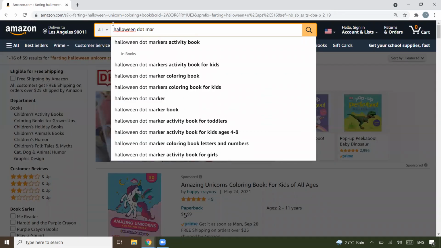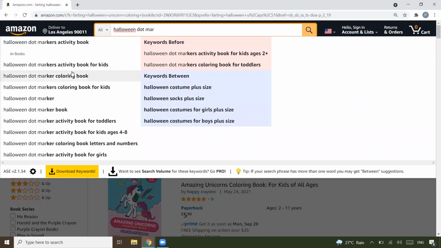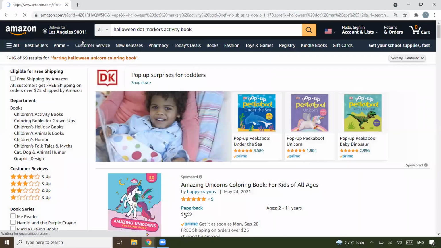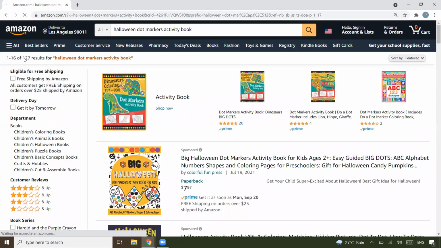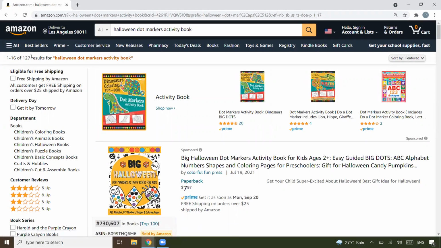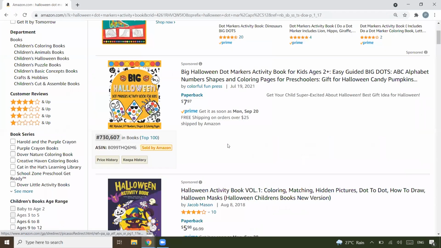Okay, the suggestion was there. Halloween dot markers activity book, and you can see that there are a few more as well. Amazon is automatically giving us a suggestion, so that means people are searching for it. So you can take a look at these others as well. But for now, let's take a look at the Halloween dot markers activity book. Okay, so results are just 127, and this once again is a very low competition book.